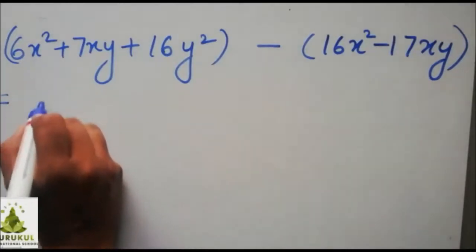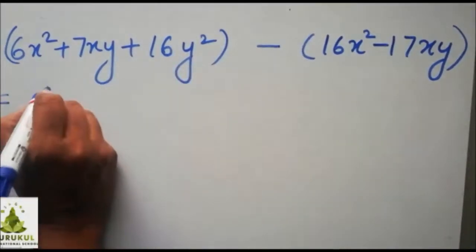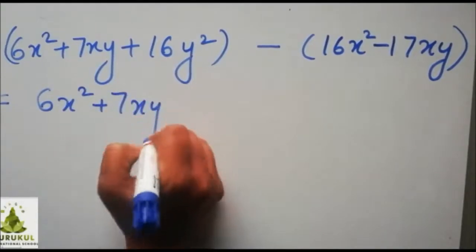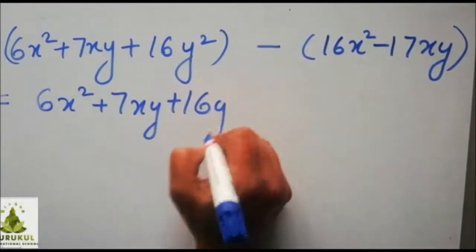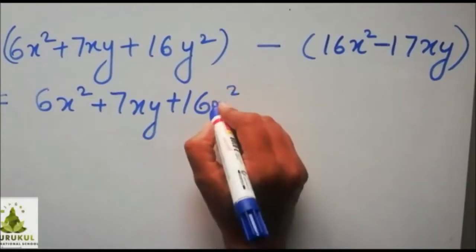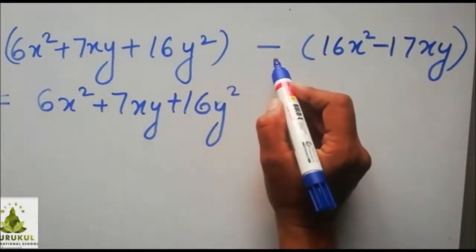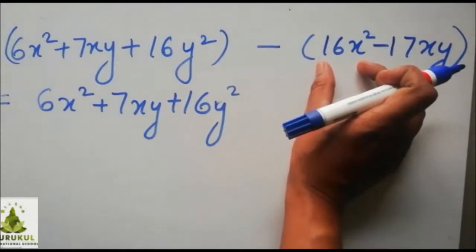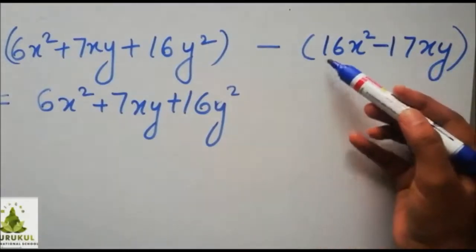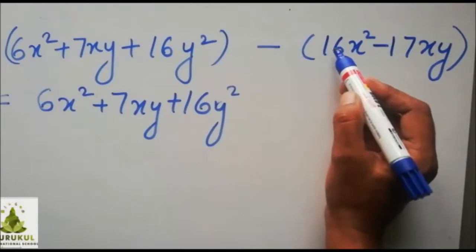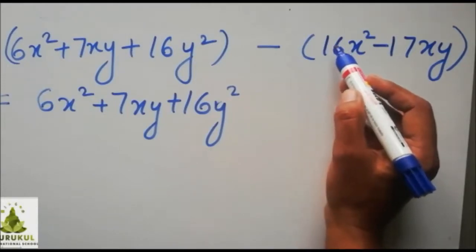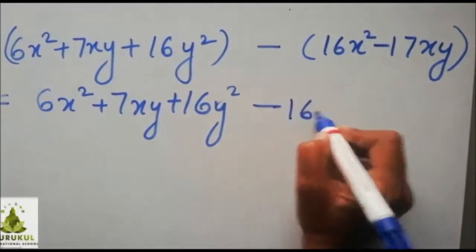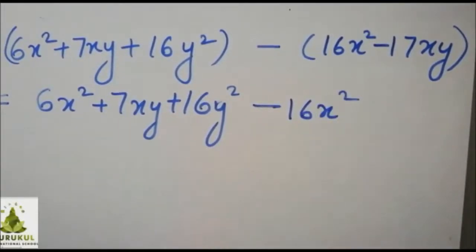Now how to do it? Write the first expression as it is: 6x square plus 7xy plus 16y square. Now what about the next bracket? Here it is subtraction. What to do? Take the opposite of the terms here. Inside the bracket it is plus 16x square. So what is the opposite of plus 16? Minus 16x square. So it will be this way.